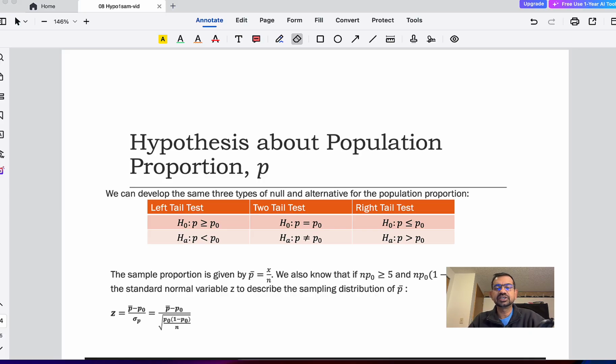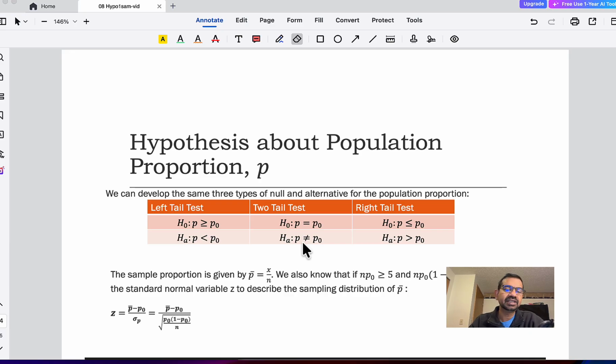Regardless of the procedure, we will still get three types of tests. We can get the left tail test, we can get the right tail test, or we can also get the two tail test. And these depend on the arrow of the alternative. If our alternative is pointing to the left, we get the left tail test. If the arrow points to the right, we get the right tail test. And the third case is the two tail test.